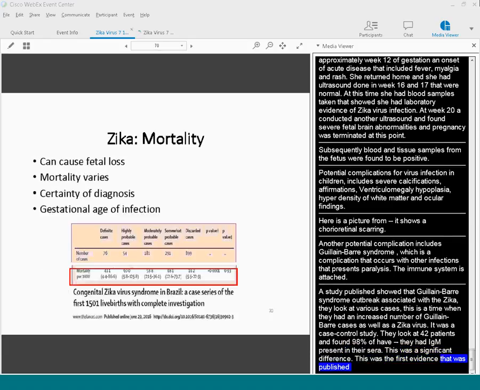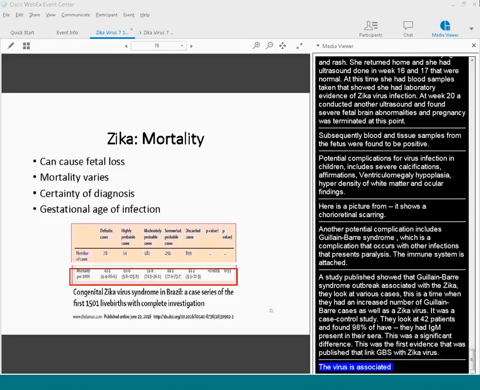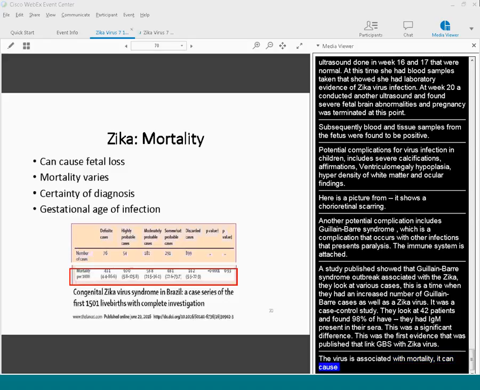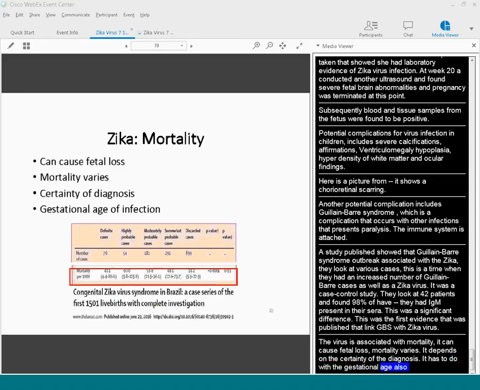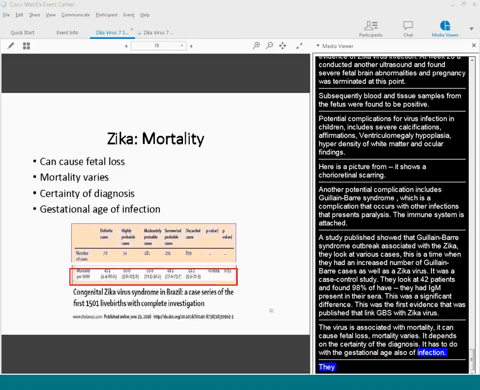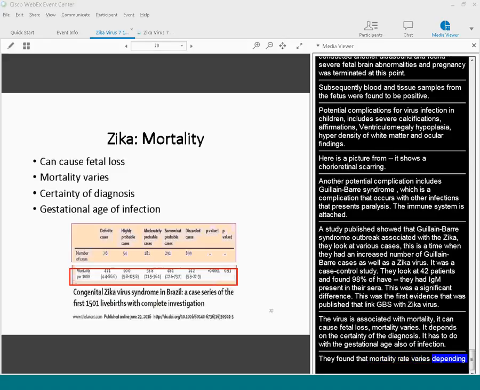Zika virus is also associated with mortality. It can cause fetal loss. The mortality varies. A lot of it depends on the certainty of the diagnosis. We just don't know what the denominator is at this point of how many people have actually been infected with Zika virus. It also has to do with the gestational age of infection. So in a study in The Lancet, they found that the mortality rate varied depending on the certainty of the infection, anywhere from 40 per 1,000 cases to 58 per 1,000 cases.